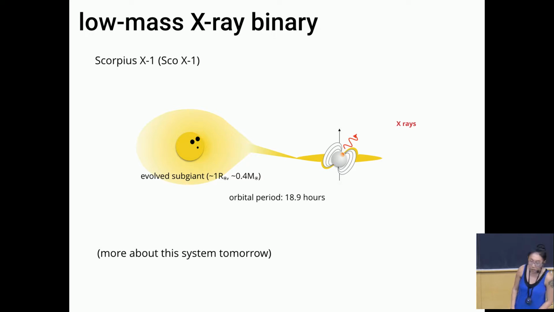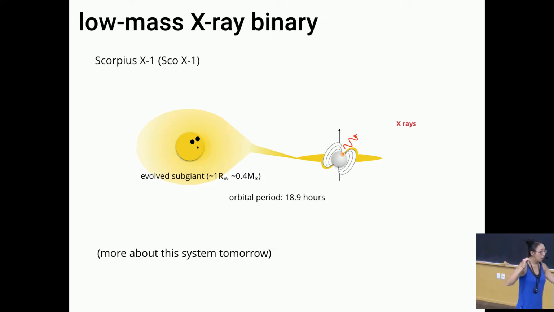You can also have low mass X-ray binaries. An example, Scorpius X1. I want to talk a little bit more about Scorpius X1 tomorrow or Friday. I don't remember exactly what. But in this scenario, what you have is a neutron star, and you have what's called an evolved subgiant. So this is a star that's very similar to, but lighter than the sun, but it's kind of puffed out a little. These two are orbiting each other once every day or so.